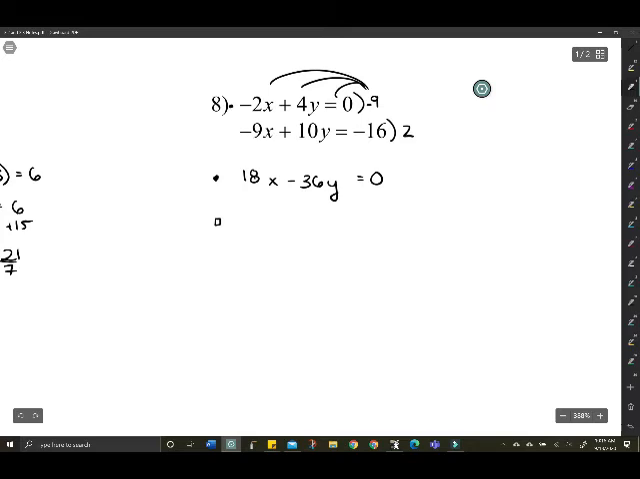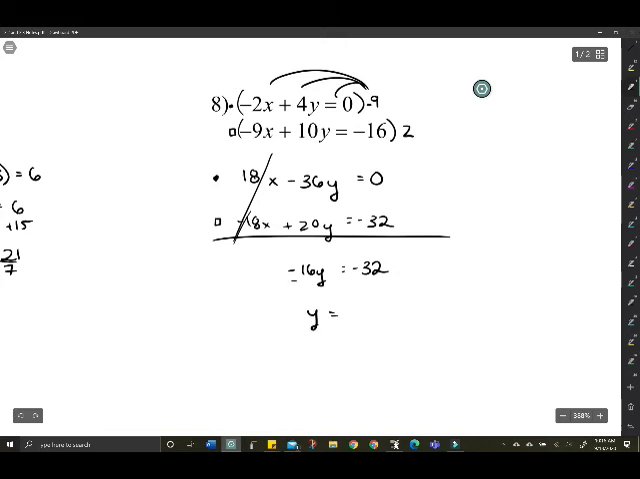Sometimes it can be helpful to label them so you know which equation's which. Okay. That's negative 18x plus 20y is equal to negative 32. Okay. X's cancel. Negative 16y is equal to negative 32. So then y is equal to 2.